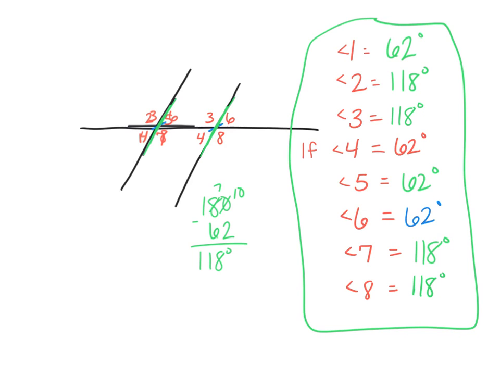So what you want to look for in diagrams like this are straight lines and then angles that are right across from each other, supplementary angles and vertical angles.